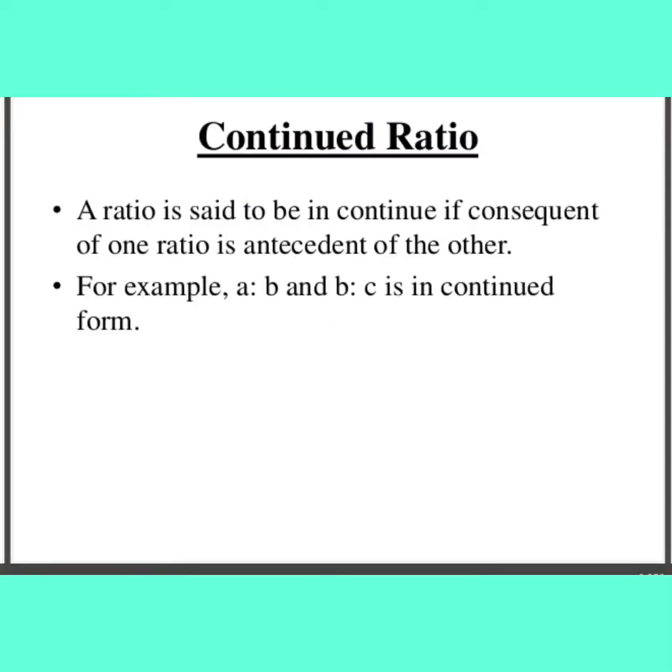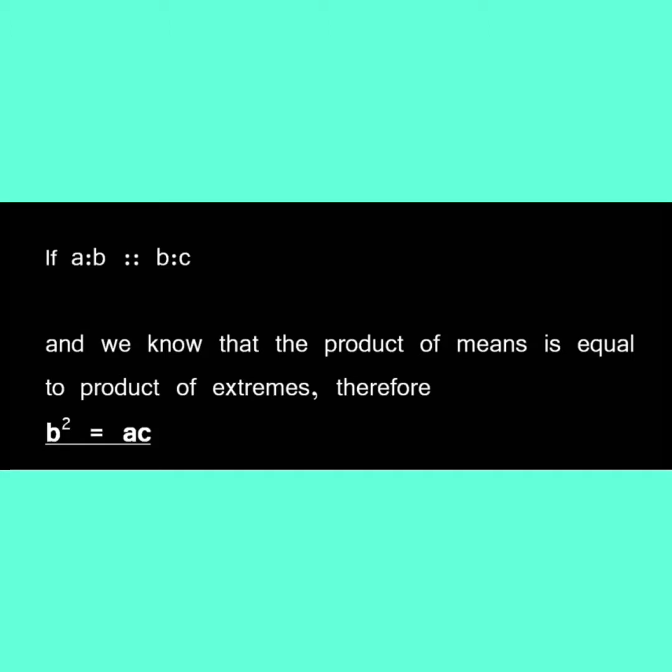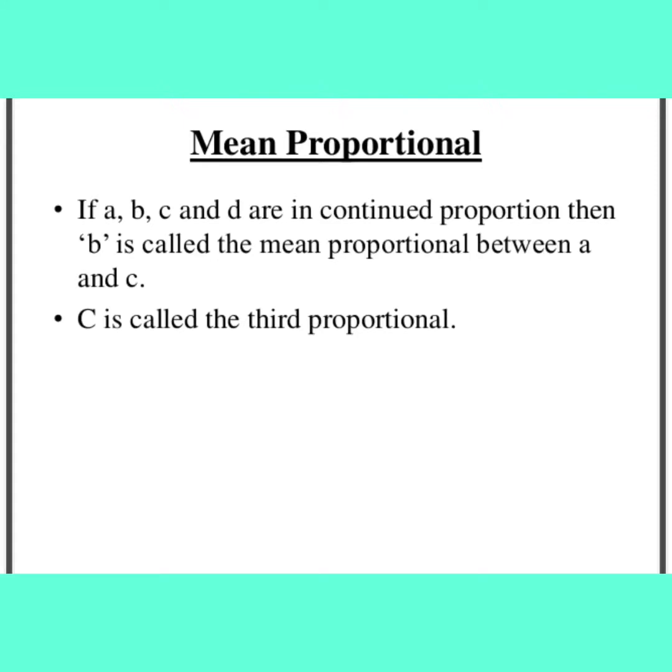Next is continued ratio. A ratio or a proportion is said to be in continued form if the consequent of one ratio is the antecedent of the other. For example, if three numbers A, B and C are in proportion, then A ratio B is equal to B ratio C, and we know that the product of extremes is always equal to the product of means. So B squared is always equal to AC. Next is mean proportional. If A, B, C and D are in continued proportion, then B is called the mean proportional between A and C, and C is called the third proportional.